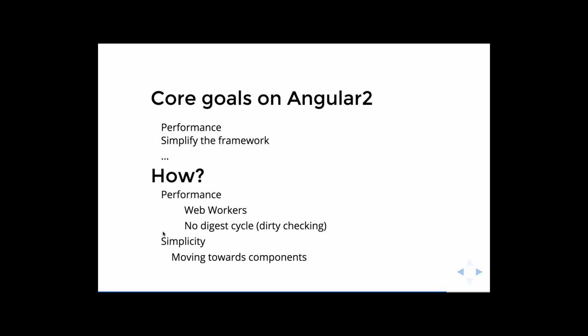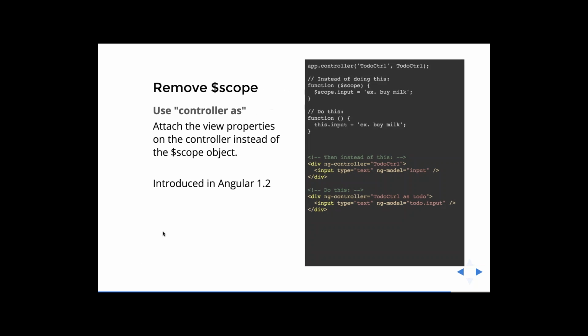And then they want to simplify this. And how do they want to simplify? They want to move towards components. The future is web components, that's for sure, and Angular 2 is going in that direction. So what we can do already is start using this, because in Angular 2 they removed $scope. There's not going to be any more $scope, and they are removing the controllers. And they will have what are called templates and components.